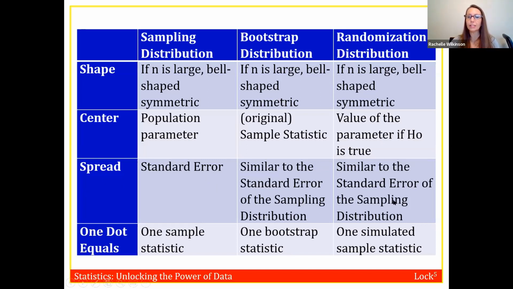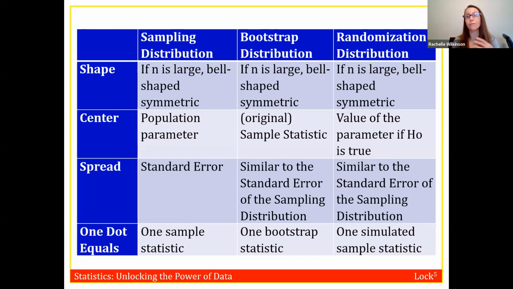And then the spread is going to be very similar to the standard error from the sampling distribution. And one dot on our randomization distribution equals one of these simulated sample statistics. So just like the bootstrap distribution, it's not a real sample statistic. It came from a simulated sample. And the main difference between the bootstrap distribution and the randomization distribution is that for the randomization distribution, we're forcing the null hypothesis to be true.